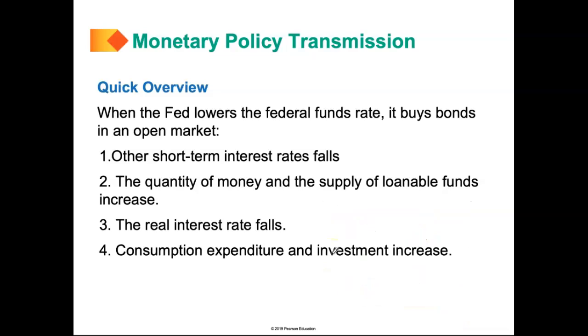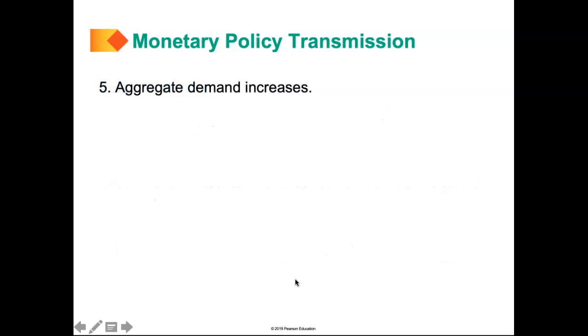Now, if the real interest rate decreases, consumption expenditure will increase, because remember, if interest rates on your credit card decrease or are near zero, you decide to spend more on your credit card. So if interest rates decrease, people take out loans and splurge and spend. So consumption expenditure increases, and investment will also increase. Investment is the purchasing of capital goods, machinery or equipment by firms to produce other goods and services. Now, if consumption expenditure and investment increase, aggregate demand in the economy will increase.